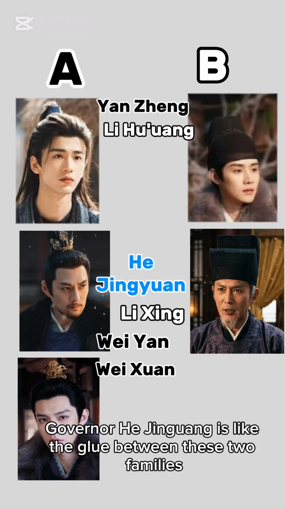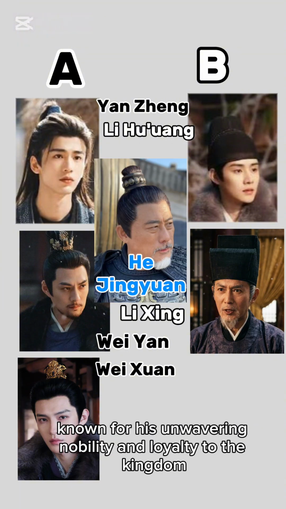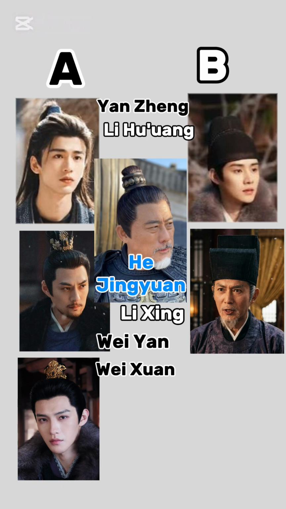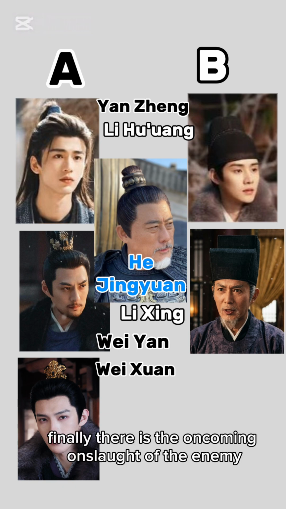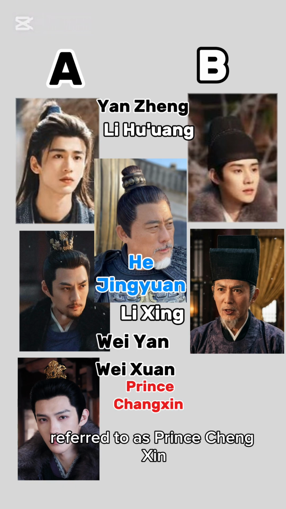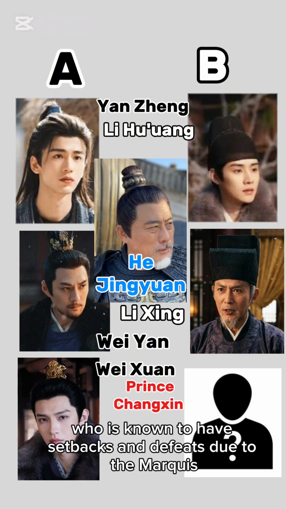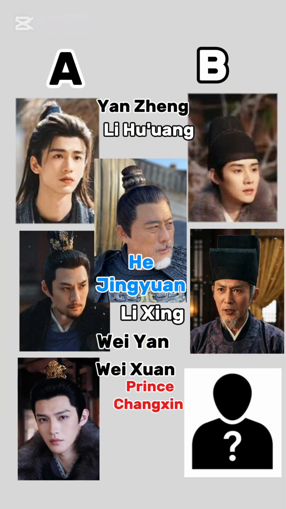Governor He Jingguan is like the glue between these two families. Known for his unwavering nobility and loyalty to the kingdom, he also serves as the secret protector of the Fan sisters. Finally, there is the oncoming onslaught of the enemy referred to as Prince Chengxin, who is known to have suffered setbacks and defeats due to the Marquis.